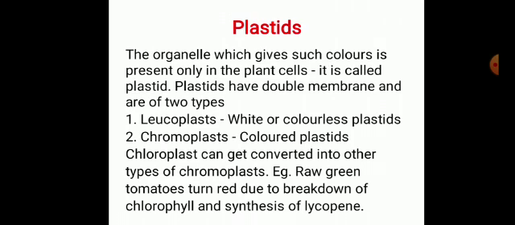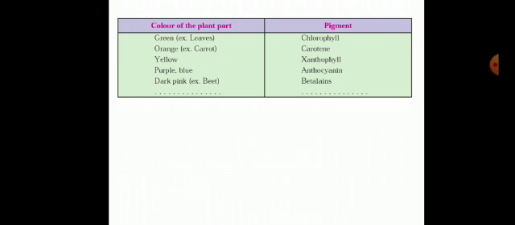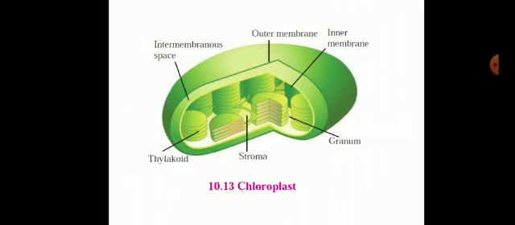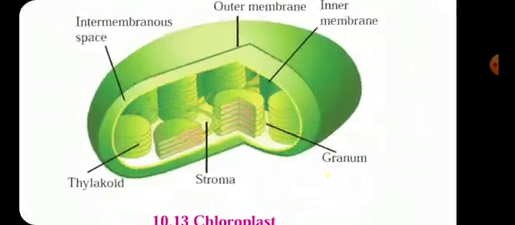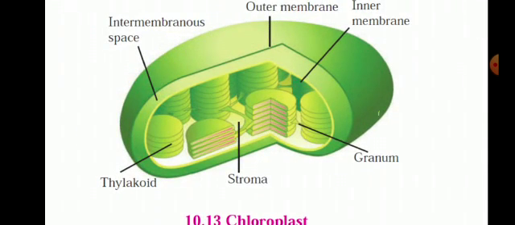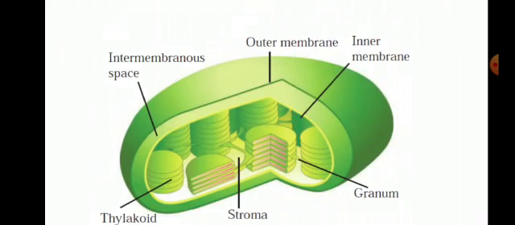Chloroplast can get converted into the other type of chromoplast. For example, raw green tomatoes turn red due to breakdown of chlorophyll and synthesis of lycopene. Plastid is a cell organelle which is present only in plant cell. It has double membrane, outer membrane and inner membrane. You can easily see here outer membrane and inner membrane.